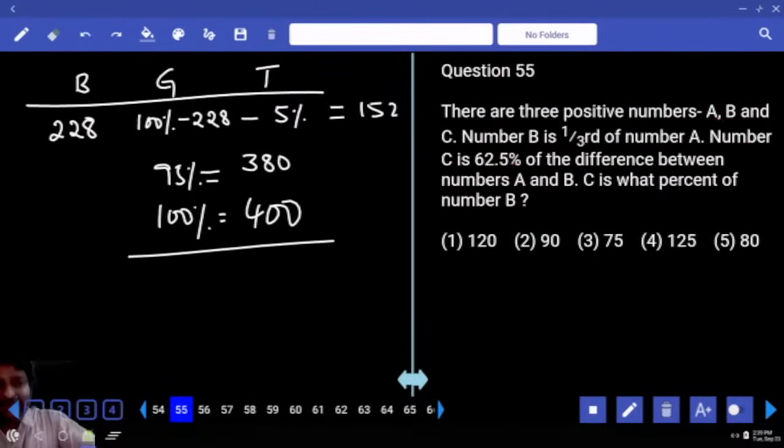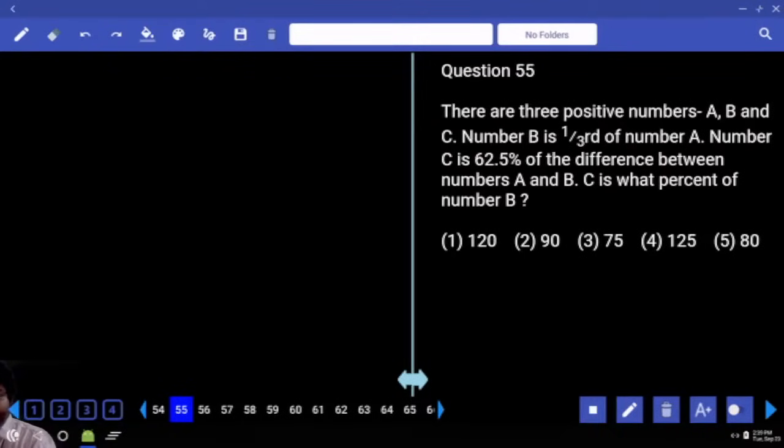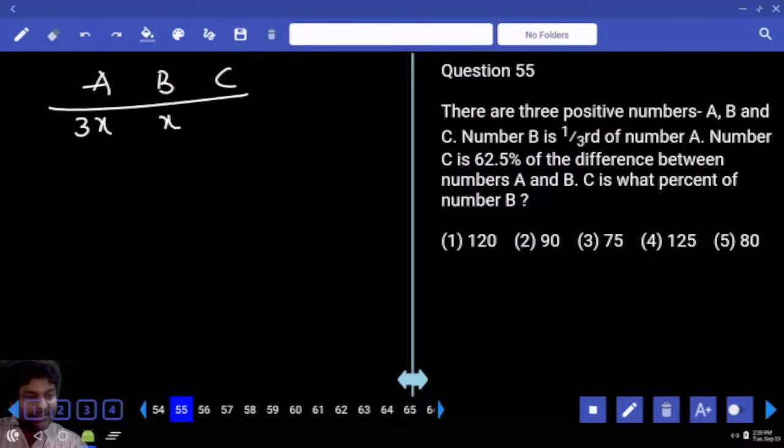There are 3 positive numbers A, B, C. B is 1/3 of A. Number C is 62.5% of the difference between numbers A and B. Okay. 3 numbers are there, A, B, C. B is 1/3 of A. If A is 3x, this becomes x. Got it? C is 62.5%.